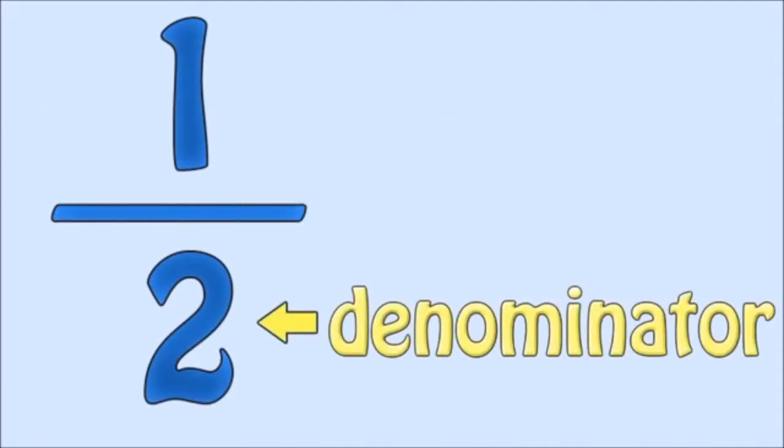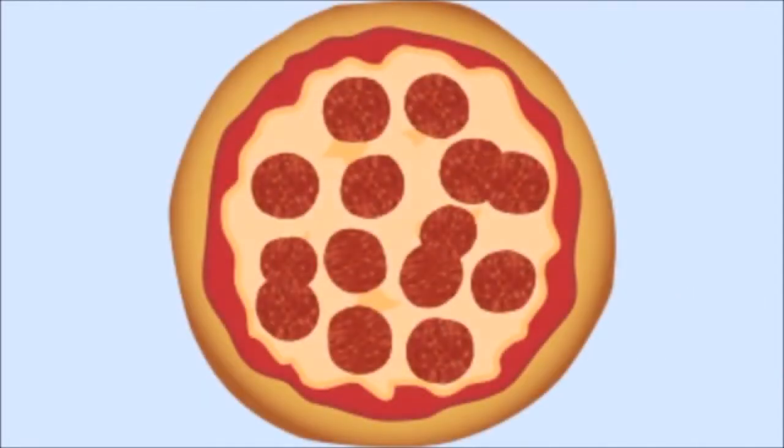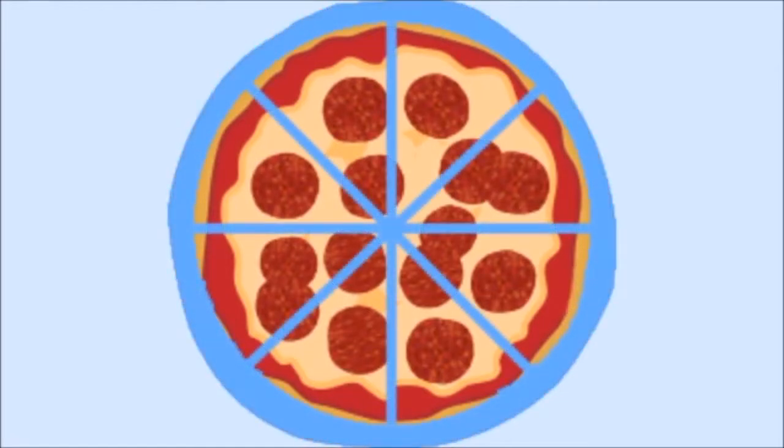The bottom number is called the denominator. It shows how many equal pieces an object has been divided into. The top number is called the numerator. It shows how many parts of the denominator you are looking at. For example, a pizza is usually divided into 8 slices.